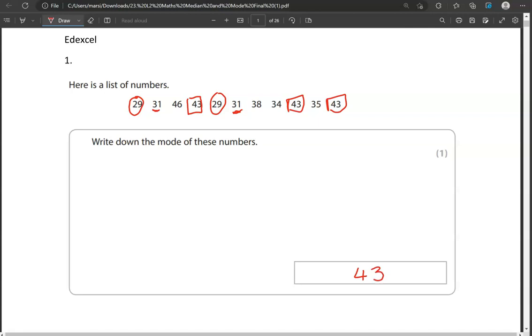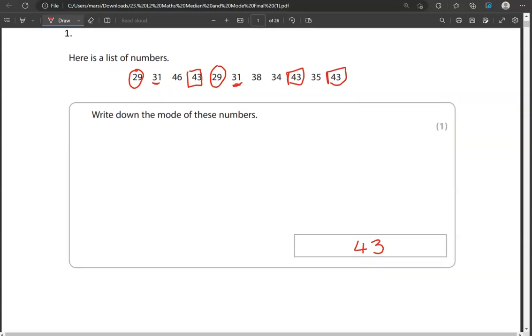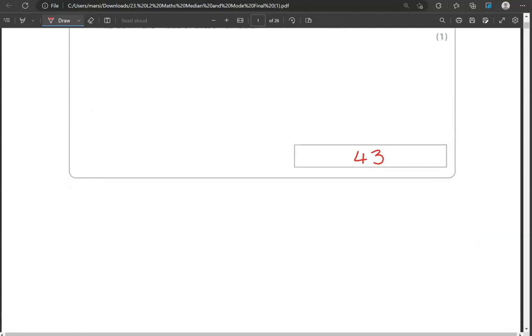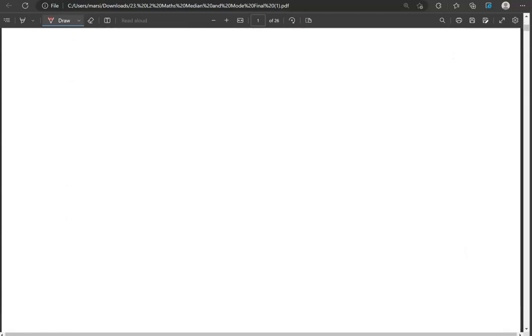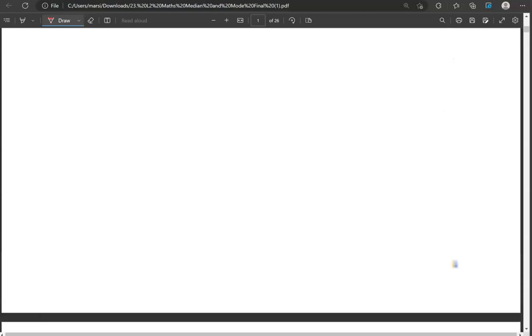We can't put 29 because it occurs only twice, less than 43. And the same reasoning could be applied to any number that appears here less than 3 times. If we had another number that appeared 4 times or 5 times, that would be the mode.